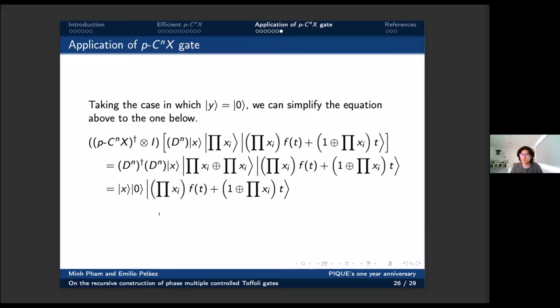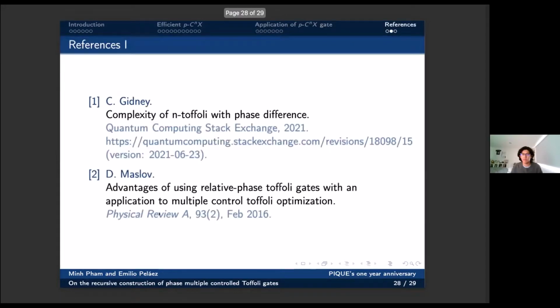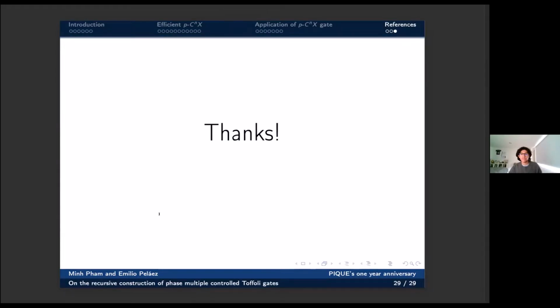So that's basically the application we're proposing for these phase CNOT gates. This application can be generalized to another unitary gate that acts on the three registers with some restrictions, but that's a little bit longer to explain. So we just decided to expose this application for this particular talk. I think that's everything for today. Thank you, and if there are any questions, you can go ahead and tell us.